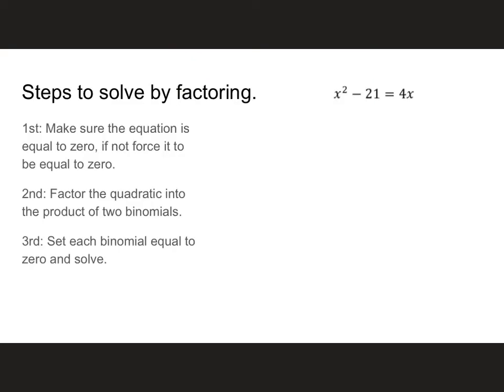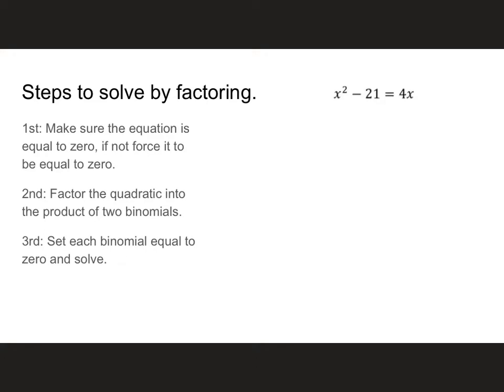So there are three steps that you really need to focus on when you're solving by factoring. The first is to make sure that your equation is actually set equal to 0. And if it is not, then you would want to force it to be set equal to 0. The second step is to factor the quadratic into the product of two binomials. So we're going to factor it, get our two binomials that were used to multiply to get that quadratic in the first place. And then the third step would be to set each binomial equal to 0, because the only way for the whole thing to equal 0 is for either the first binomial or the second binomial to equal 0. And then by solving each binomial, we can find the 2 or 1, whatever the case may be, zeros.